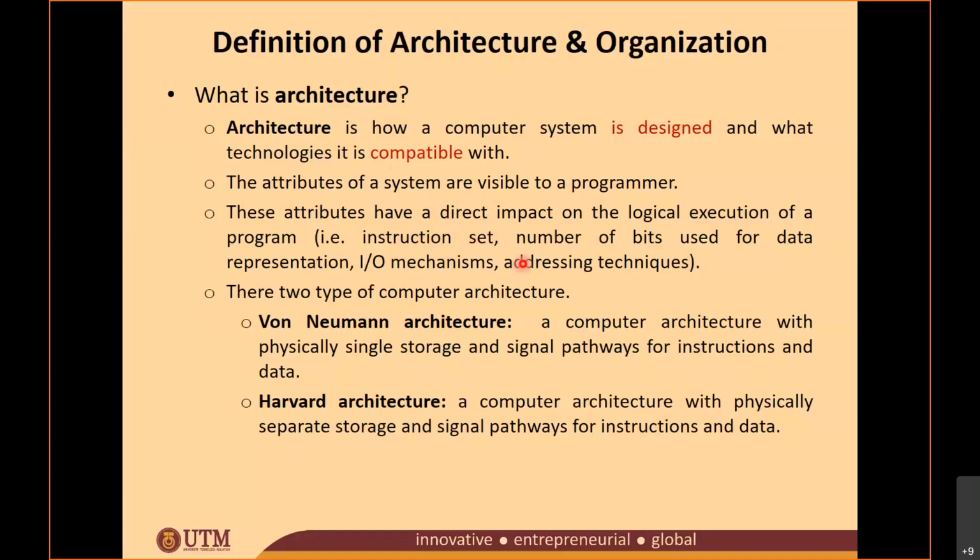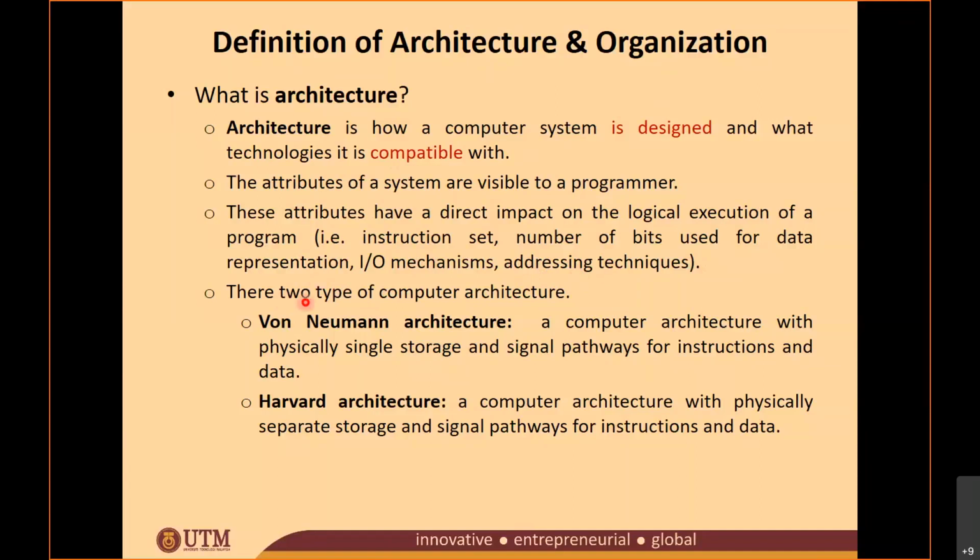Adakah that computer system is like 8-bit, 16-bit, 32-bit, and lepas tu how the number is represented, sama ada dalam bentuk binary ke hexadecimal, and then I/O mechanism. Okay, so what are the input output yang available? Okay, macam mana kita nak access the input output, and addressing techniques, which is how we are going to move data from one location to another location.